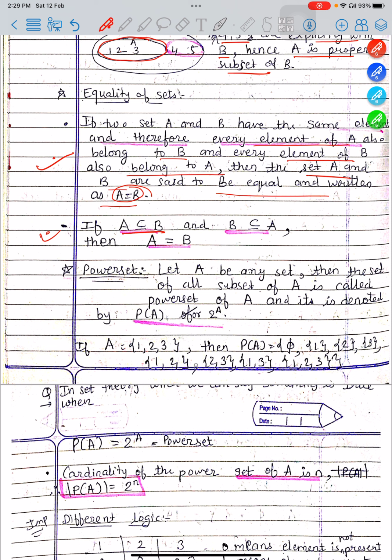A is a subset of B, B is a subset of A, then we can say that A equals B.